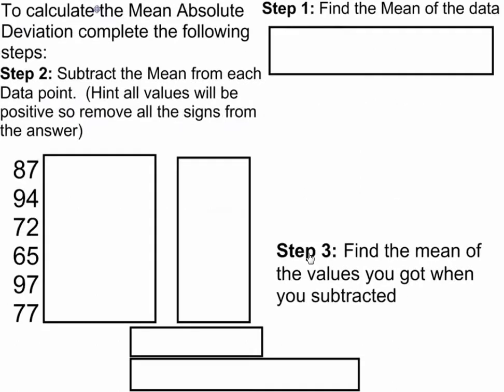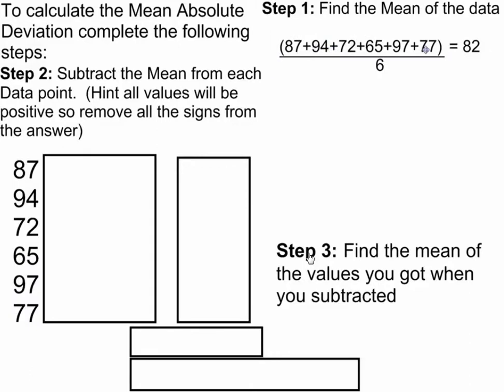To find mean absolute deviation, the first step is to find the mean of the data. So we have our data set over here, 87, 94, 72, 65, 97, and 77. The first thing we're going to do is find the mean of that data by adding all those numbers up and dividing by 6. So the mean of that data is 82.